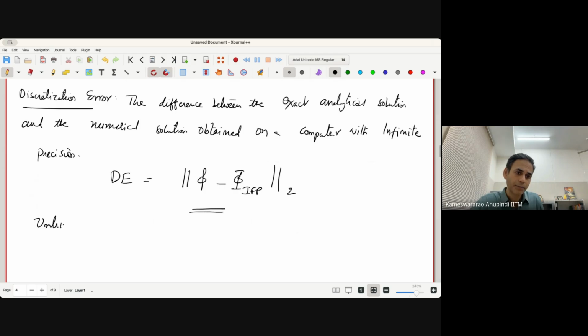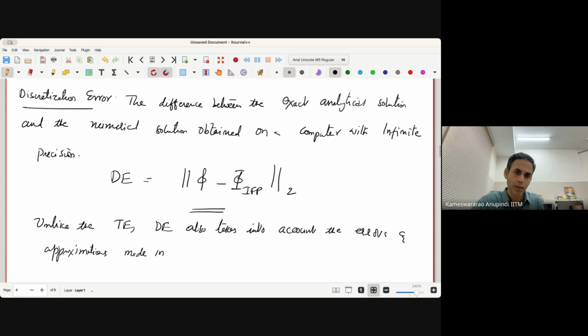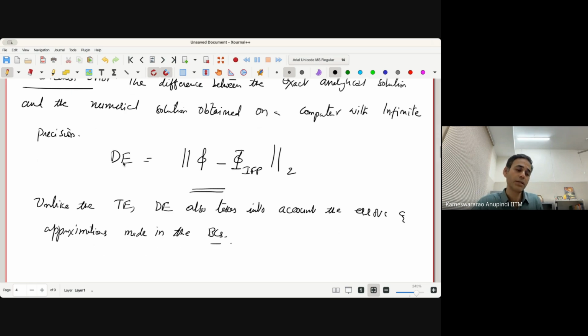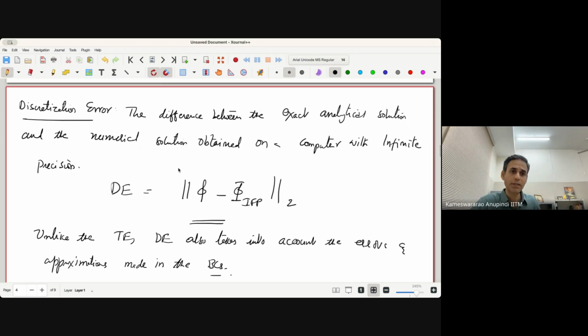Unlike the truncation error, the discretization error also takes into account the errors and approximations made in the boundary conditions. Okay, so the discretization error also considers the errors that are there in the boundary conditions of the problem. Unlike the truncation error, which is going to only look at the governing differential equation, not the boundary conditions as such. Okay, so that is the discretization error.